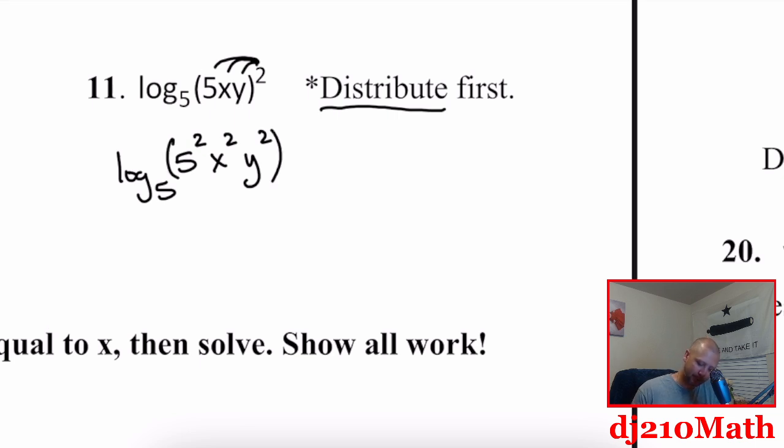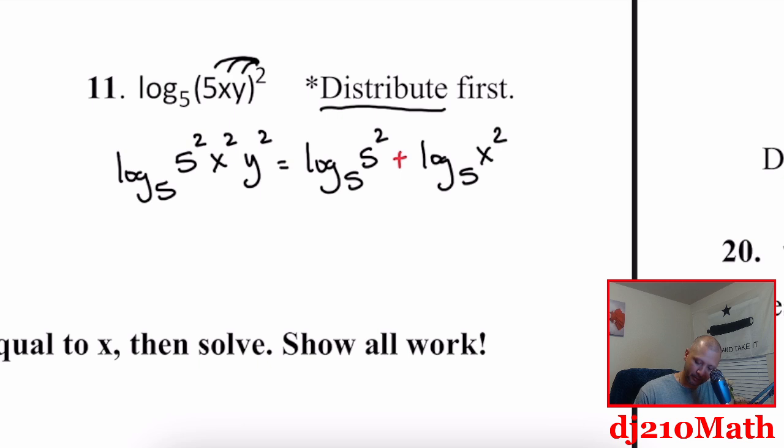Do you need the parentheses? No, not really. But we're applying the square to everything. Okay. Now comes the expansion part. This is going to be log base 5 of 5 squared plus log base 5 x squared plus log base 5 y squared.